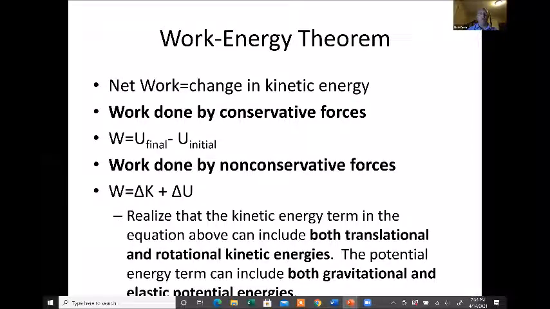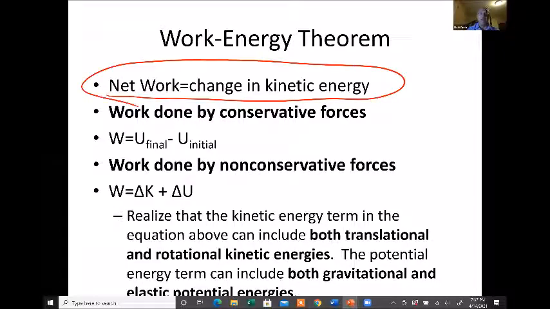All right, we already talked about the work energy theorem, big idea. Net work causes changes in kinetic energy. If we're dealing with work done by conservative forces, we could think of work as the final potential energy minus the initial potential energy. If, on the other hand, we're dealing with work done by non-conservative forces, work is usually equal to the change in the kinetic energy plus the change in the potential energy.